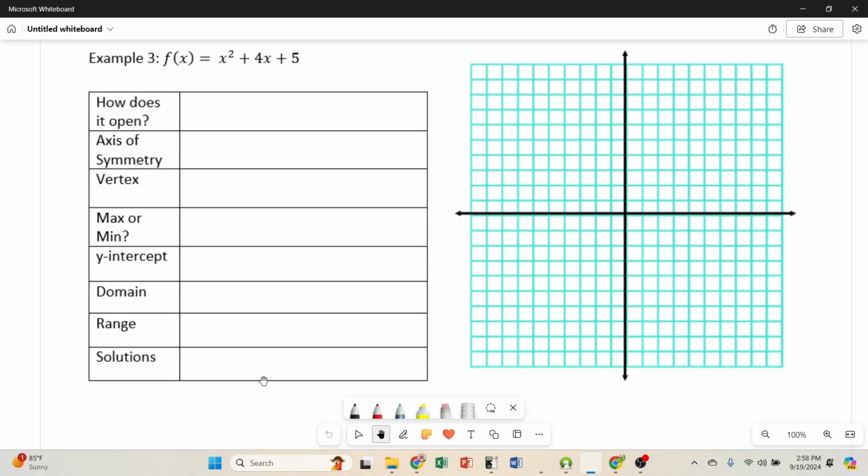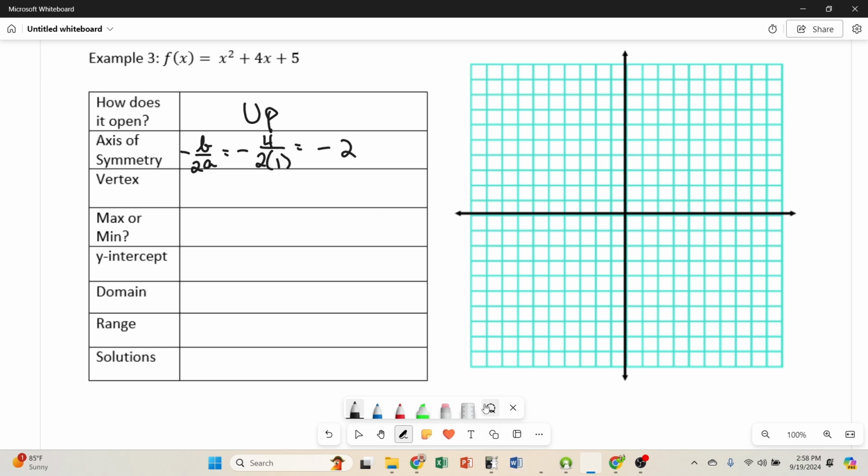Alright, so here's our final problem. F of x equals x squared plus 4x plus 5. So the first thing we're going to figure out is, does it open up or down? Well, this is a positive coefficient of x squared, so it's going to open up. Our axis of symmetry, we're going to plug in negative b over 2a. So this becomes negative 4 over 2 times 1, which is negative 4 over 2, which is negative 2.